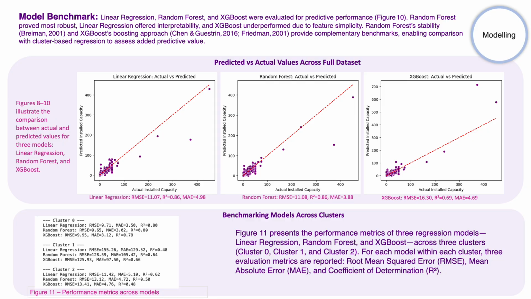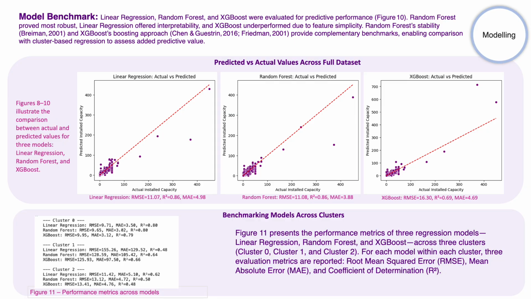The top three charts show predicted versus actual values across the full dataset. Linear regression and random forest had an R-square of 86, which means it was able to explain about 86% of the variation in the data. In other words, its predictions were very close to the actual values. XGBoost, on the other hand, had a lower R-square and higher errors, meaning its predictions were less accurate and further from the actual values.